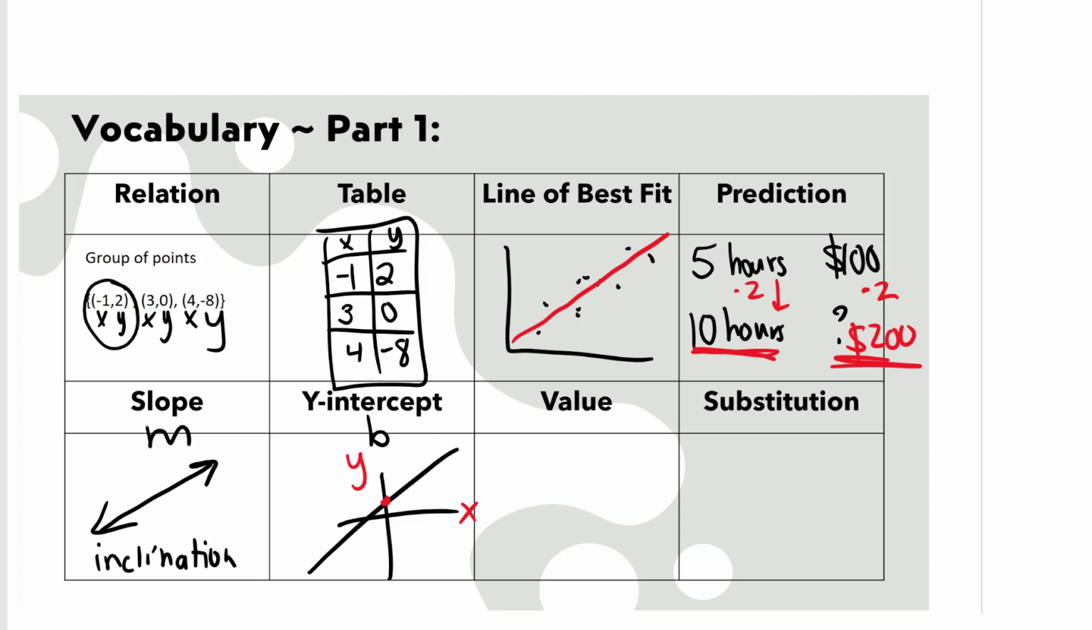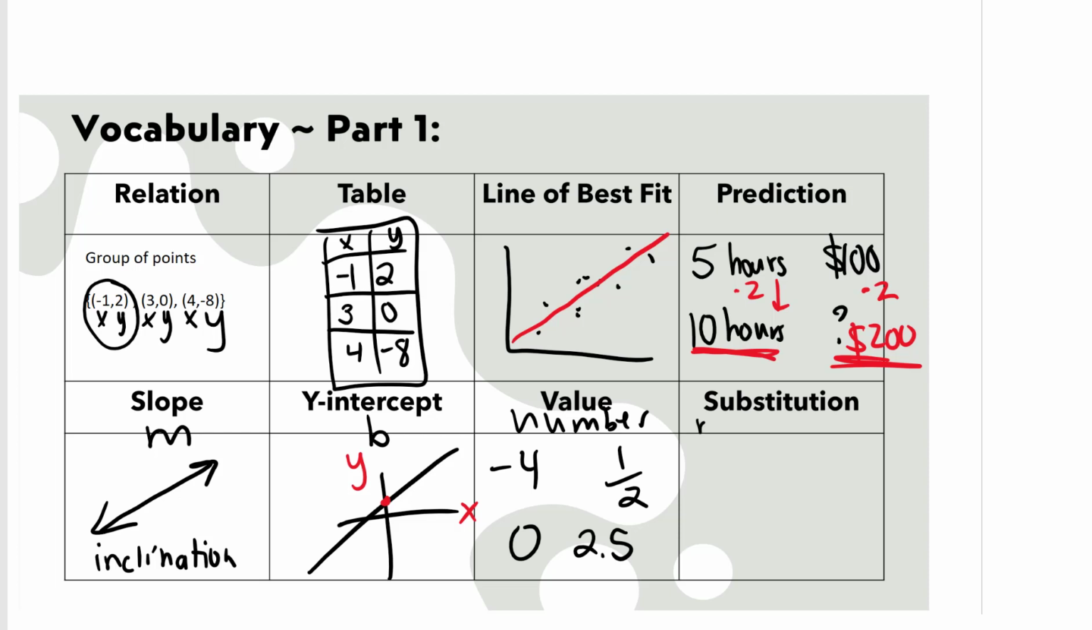Next is value. Value means a number. For example, -4, 1/2, 0, 2.5. Value en español es valor, y este es un número, por ejemplo, -4, 0, mitad, y 2.5.